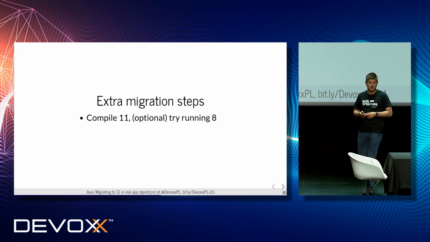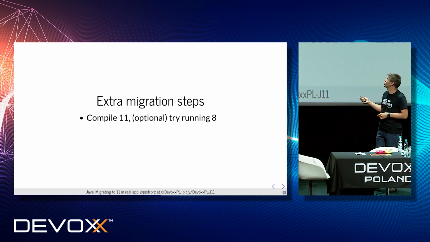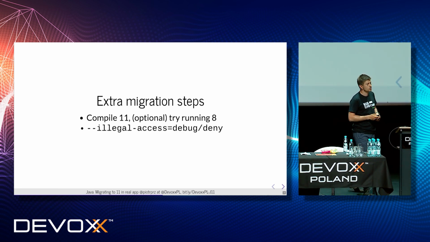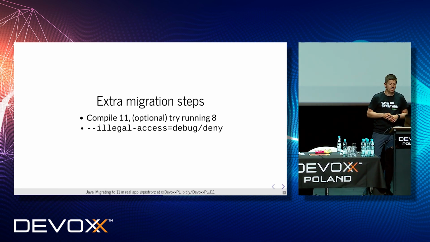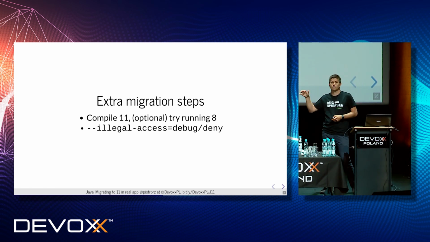And in case you are in this situation, you'd like to do this step as well, to make sure that even if you compile with Java 11, it will still keep running using Java 8. Of course, you will play with this illegal access option, like debug, deny, we'll get to that. Who has seen this illegal access detected warning already?